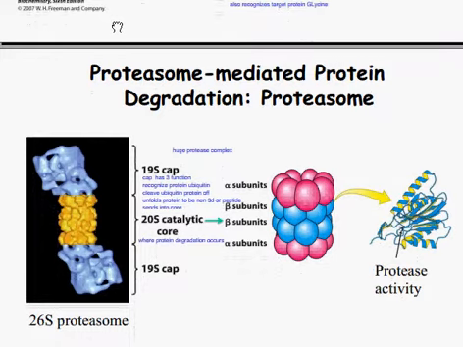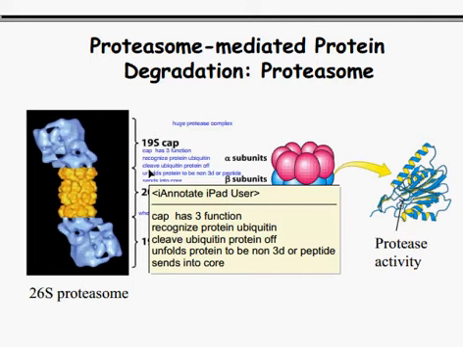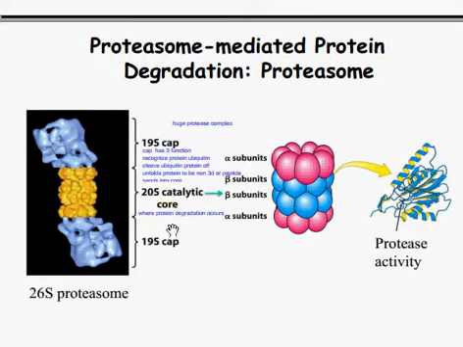Okay, so on to the proteasome itself. It's a huge protease complex. It has a 19S cap, a 20S catalytic core, and another 19S cap on the other end. The cap has three functions: to recognize the ubiquitinated protein, cleave the ubiquitin off, and unfold the protein, and it sends the rest of the protein into the core, where the protein degradation occurs. So that's the total 26S proteasome.